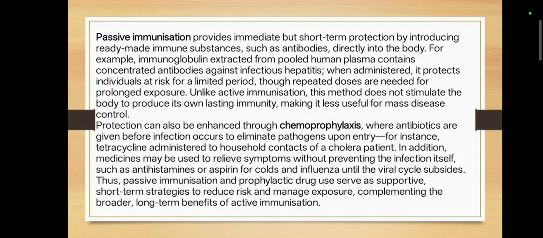Passive immunization provides immediate but short-term protection by introducing ready-made immune substances such as antibodies directly into the body. Unlike active immunization, this method does not stimulate the body to produce its own lasting immunity, making it less useful for mass disease control.